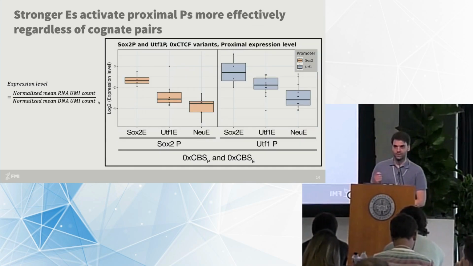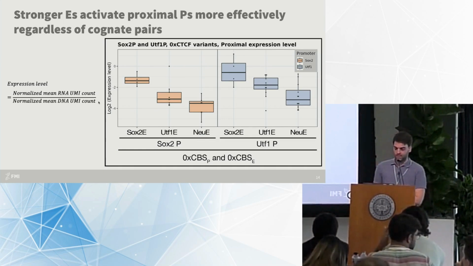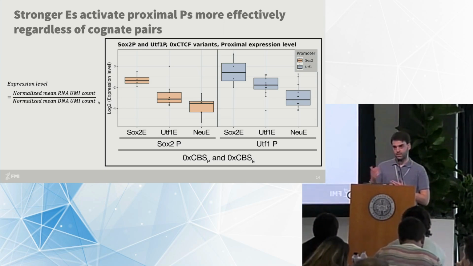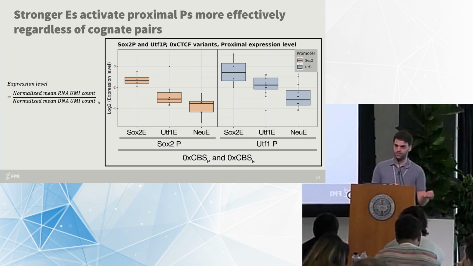Then if we zoom into the endogenous promoters without any CTCF sites, what we've noticed is that a strong enhancer, like the SOX2 enhancer, activates both promoters higher than, for example, the UTF1's cognate pair, the UTF1 enhancer. So this suggests that there might be a broad compatibility of enhancers, and they can activate other promoters as well.